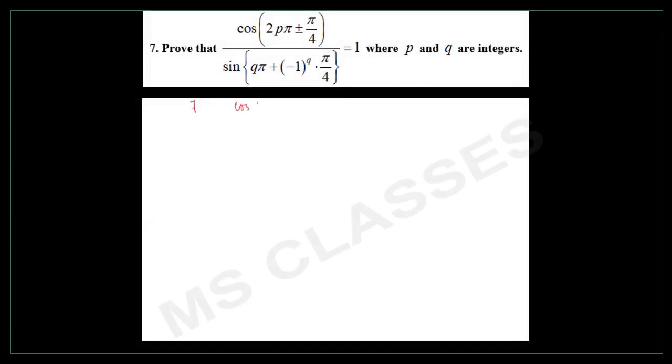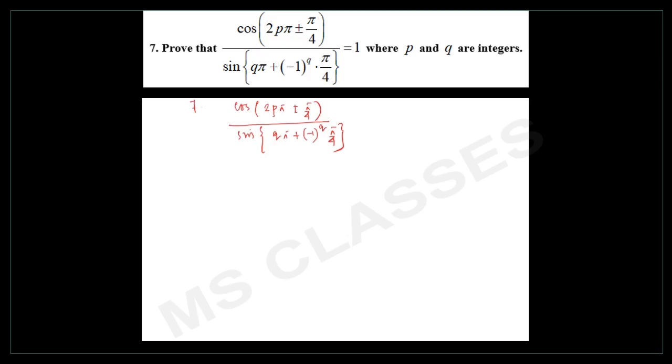Cos of 2p pi plus minus pi by 4 whole divided by sine of q pi plus minus 1 to the power of q pi by 4. This we have to prove it is 1, where p and q are integers. So here we have to deal with these two things separately.